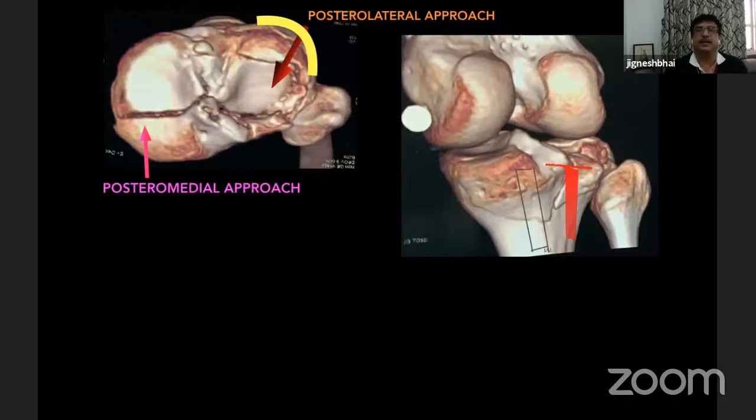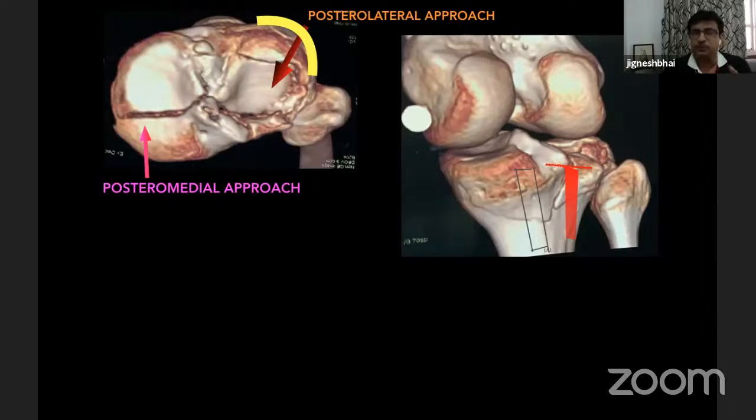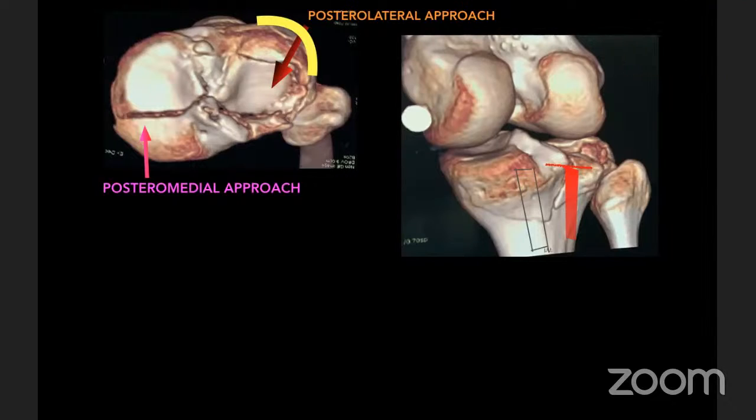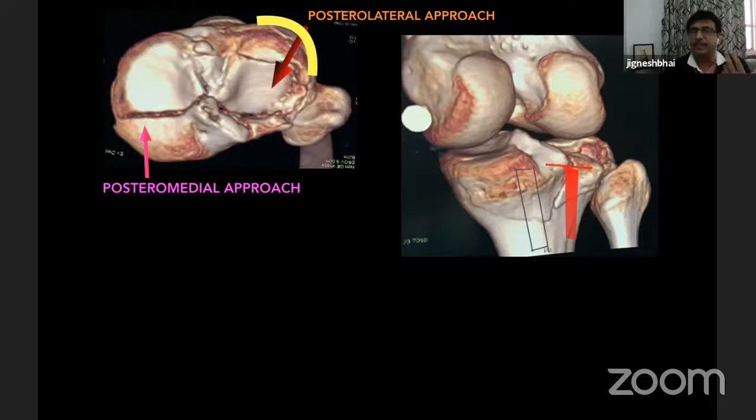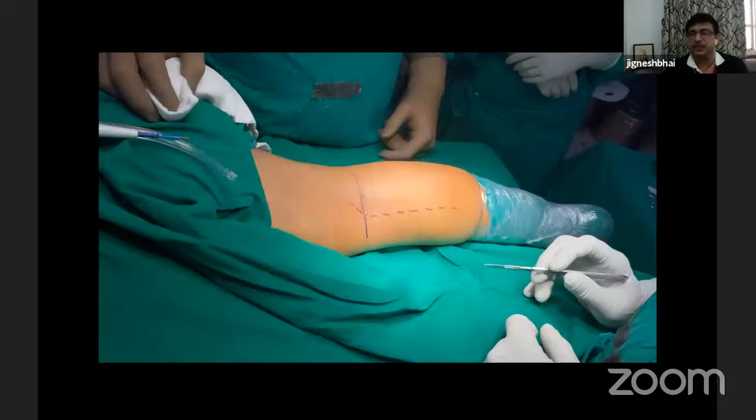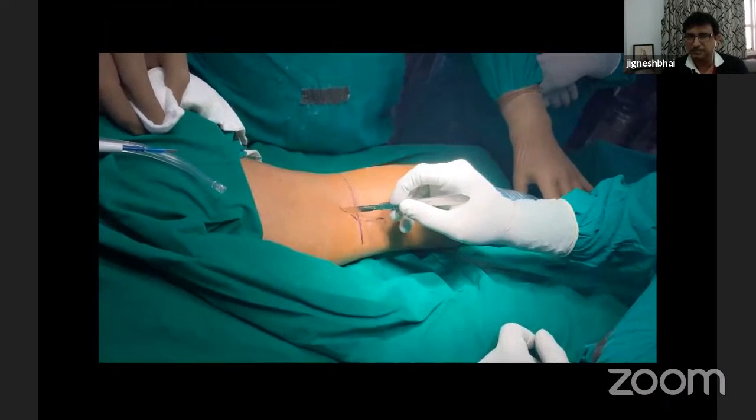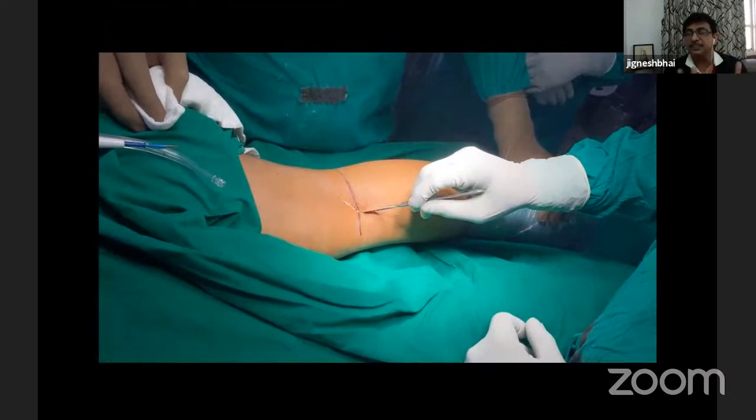So the posteromedial condyle needs a posteromedial approach. It dictates the posteromedial approach, and the posterolateral condyle needs a posterolateral approach. But here both are there, so we can avoid a double approach and do a single extensile posteromedial approach, which can allow fixation of both the condyles together. So again we will see the same approach. It will be a sort of revision, but we will see how the posterolateral condyle is seen in this approach very nicely.